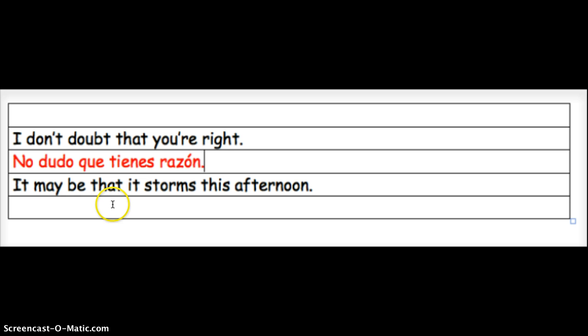It may be that it storms this afternoon. Before the K, it may be. There's some indefiniteness there. There's some uncertainty. You're not sure. So you would use the subjunctive after the K. So, puede ser que, and it storms this afternoon. In Spanish, they would say something like, there are storms this afternoon. And that's going to be in the subjunctive. Que haya tormentas esta tarde.